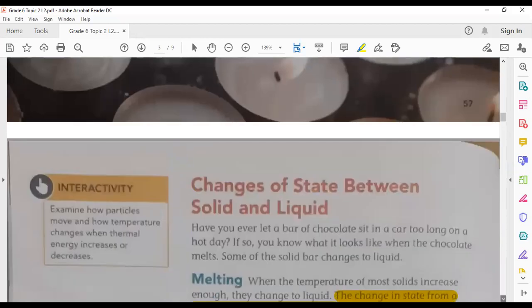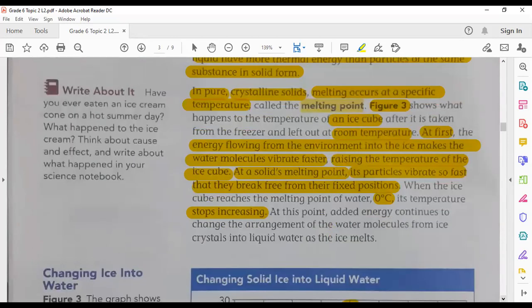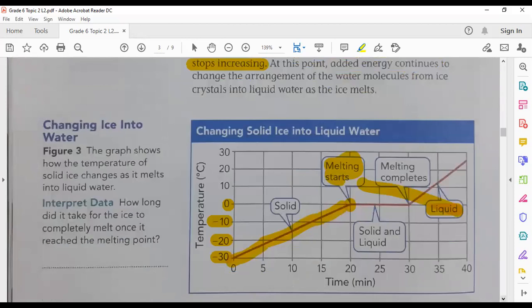Then, teacher, can you go back to the highlight? Wait. Yes, wait. Finally, at this point, added energy continues to change the arrangement of water molecules from ice crystals into liquid water as the ice melts. I mean, the melting continues after 0. But you must know that by melting point, we mean the temperature at which the solid starts to melt. Get it?